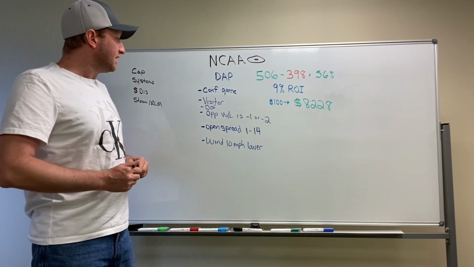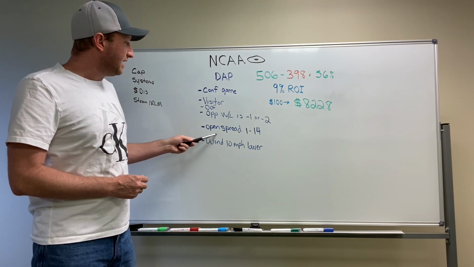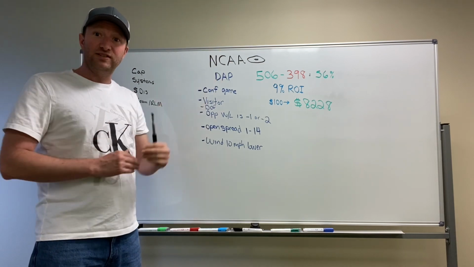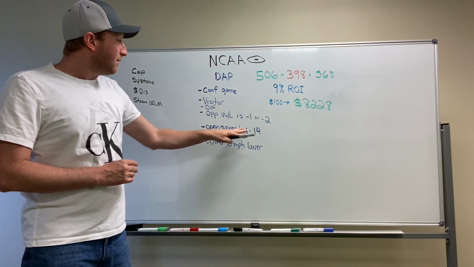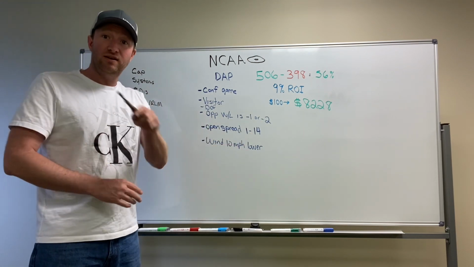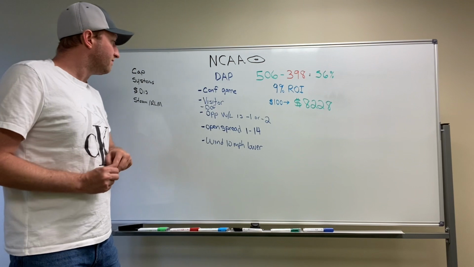Now the next thing we'd probably look at, guys, is the spread. We might have a list of 30 visiting dogs in conference games. Now we want to find spreads where they're +1 to +14. So if they're +15, cross them out. They no longer qualify.